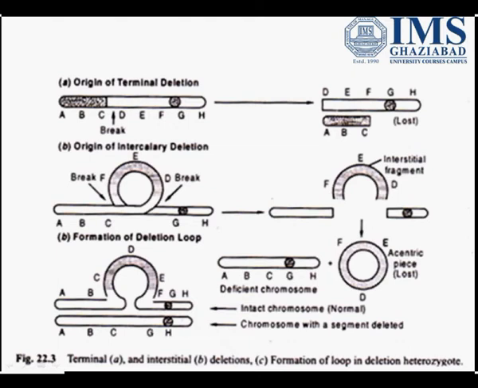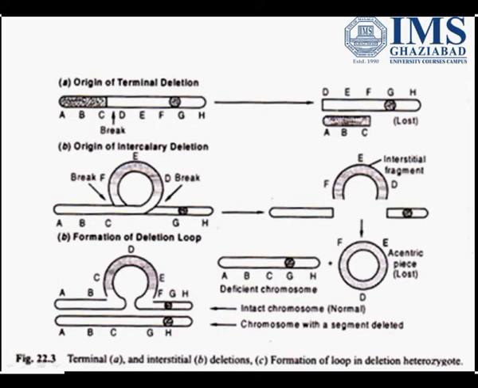Now, we have the intercalary deletion. Intercalary deletion is the case where we have A, B, C. Here at this particular portion we have a break, and on the other hand we again have a break. What will happen when the deficiency or the deletion occurs? This particular loop, you just find out that this is the case A, this is the case B.